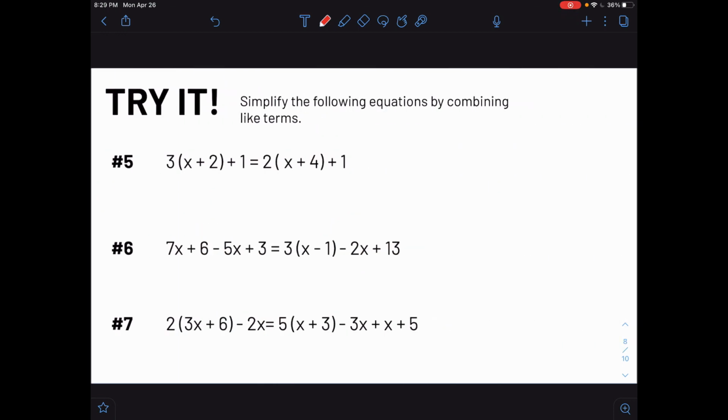Now it's your turn to try. Copy down problems 5, 6, and 7 accurately in your notebook. Clear the grouping symbols of both expressions on each side of the equal sign, and then combine like terms. Press play when you're ready to check your work.